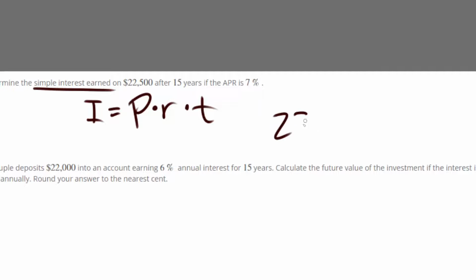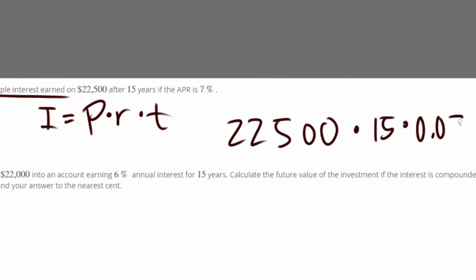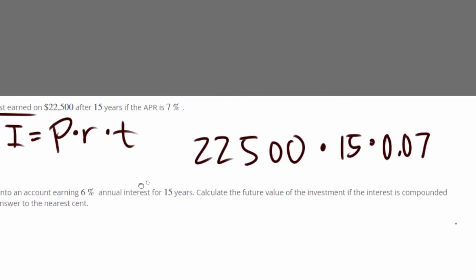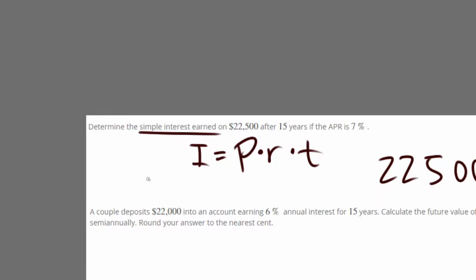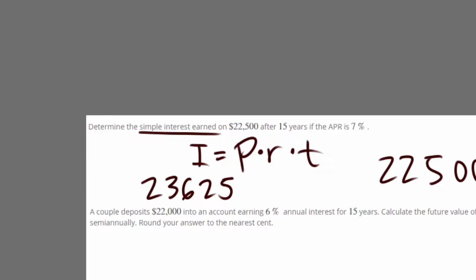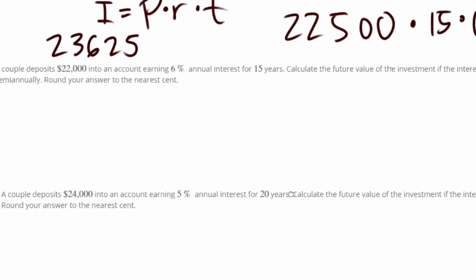So we have 22500 times 15 times 0.07. And let me plug that into my calculator really quick. Okay, so I get 23625. Let me think about this for a minute. Okay, yeah, I'm pretty sure it's this 23,625.